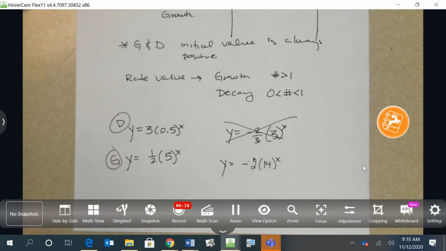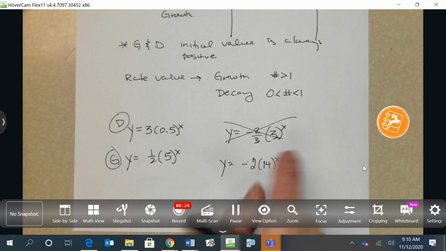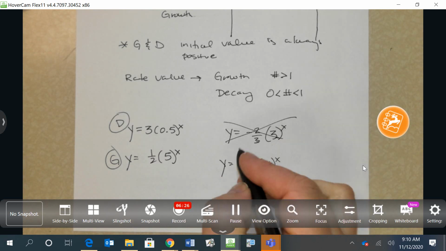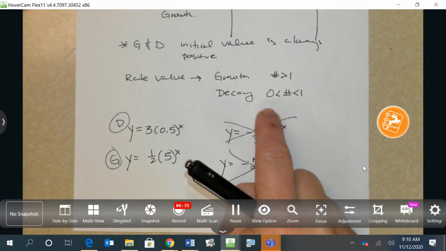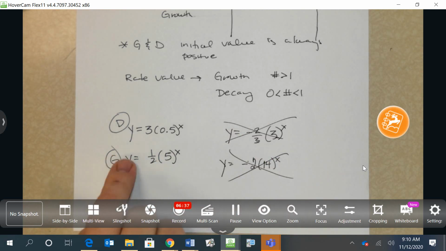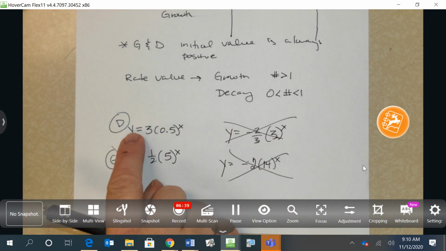It's exponential, and we're going to talk about how it's actually a reflection of one of these two, but that'll come up a little later on in the lesson. Again, this is not positive, so it's neither growth nor decay. The first task today was providing you with several examples of equations, and you would just either classify them as growth, decay, or other.